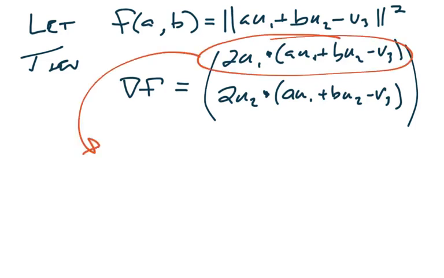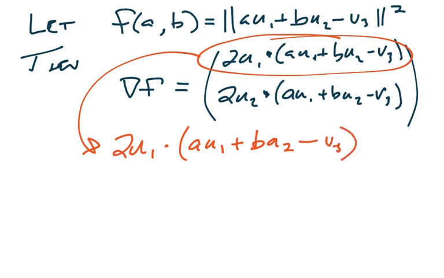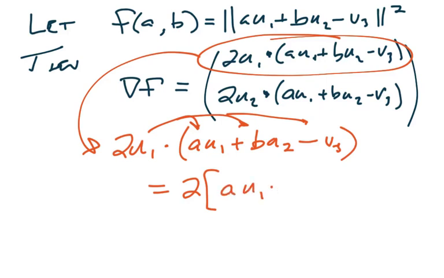This first one. If we write this out, we would have 2u1 dotted with au1 plus bu2 minus v3. And writing this out, I'm just going to keep the 2 in front because who really cares about the 2. Dotting these one at a time, right? You want to distribute them in. You're going to have a u1 dot u1 plus b u1 dot u2 minus u1 dot v3.